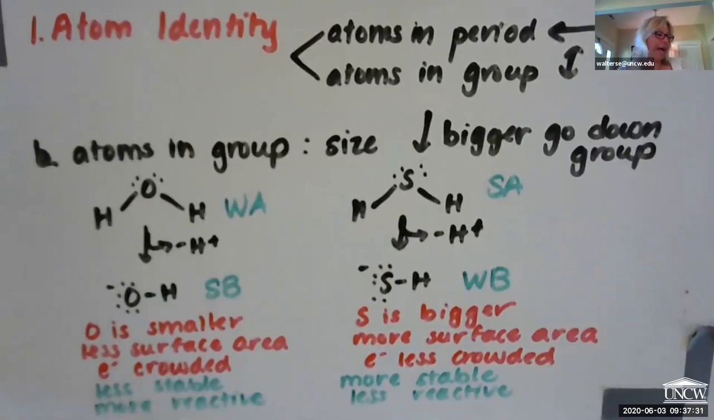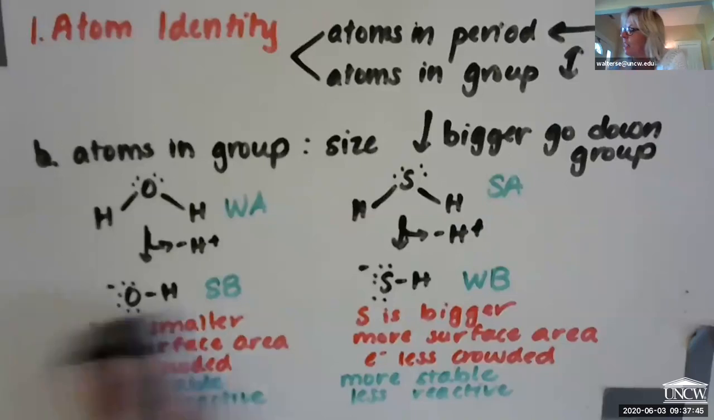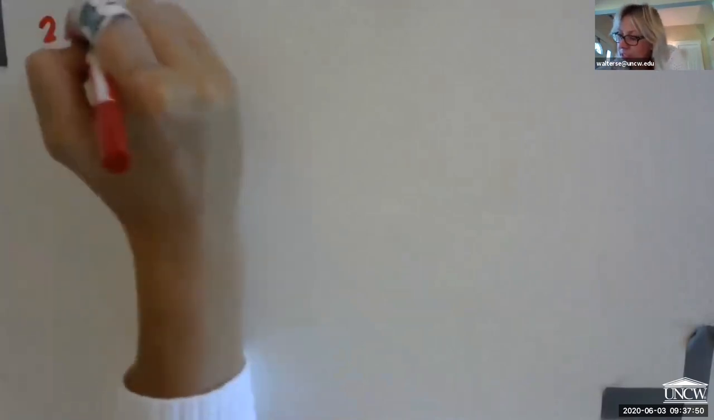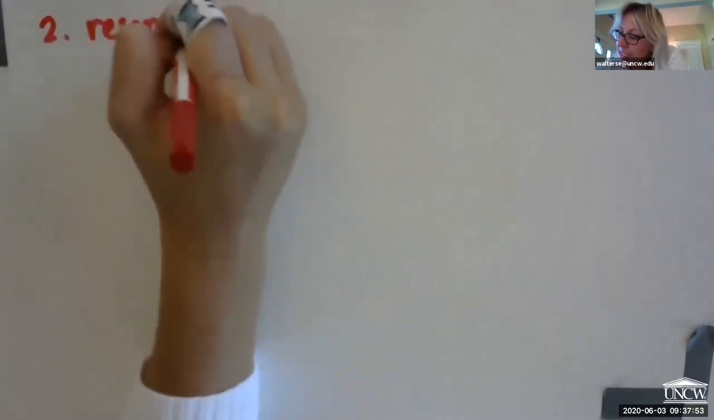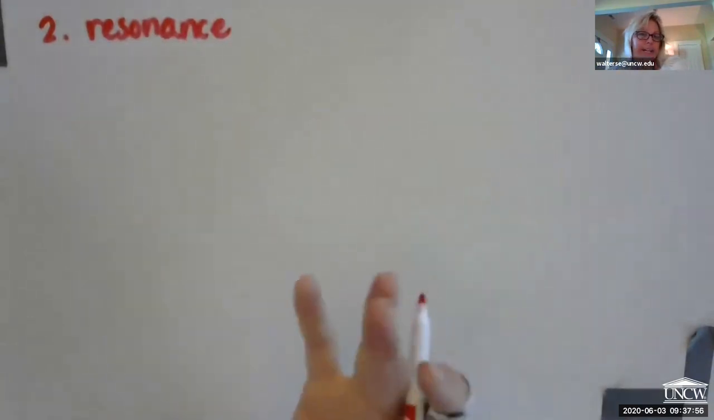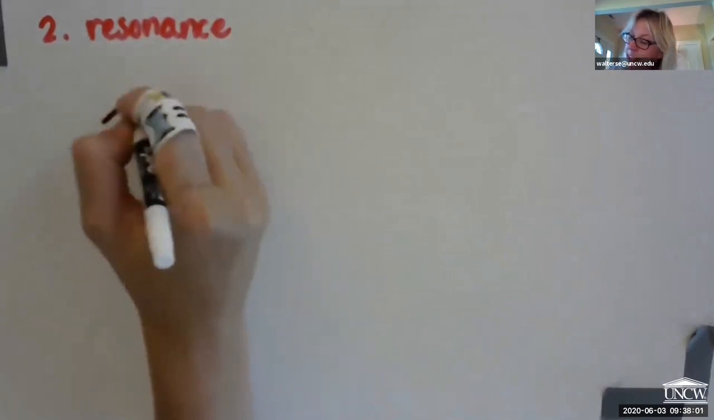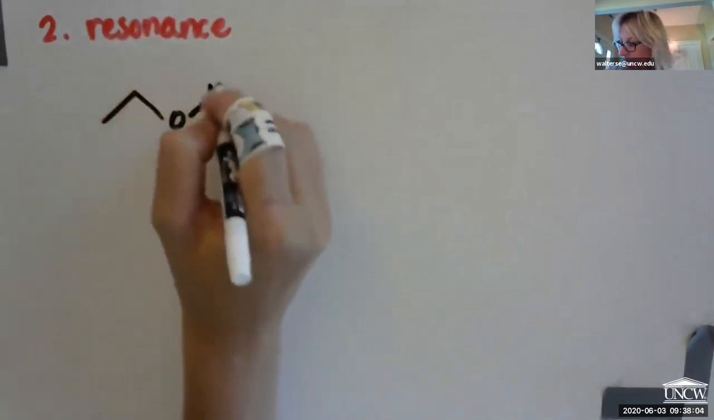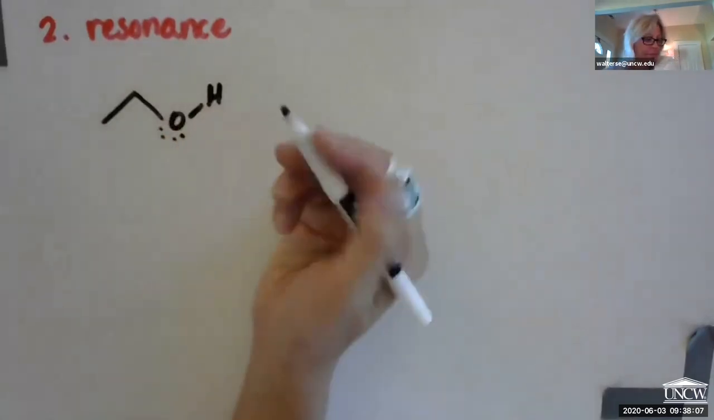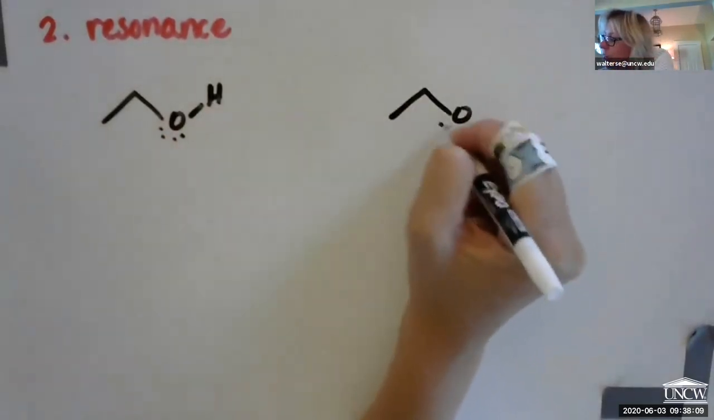Are there questions about atom identity before we move on to resonance? Okay. The second factor that you can use is resonance. Now, you wouldn't use resonance until after you had used atom identity. And so what I mean by that is, in this case, what we'll compare is ethanol to acetic acid.